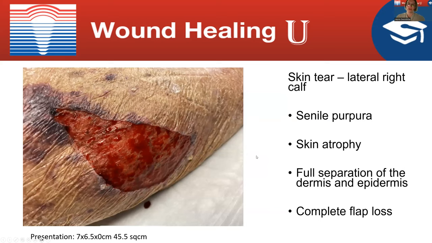This photo was on our earlier slide demonstrating what the skin of patients that suffer from skin tears tends to look like, because we can see a lot of those skin characteristics in this patient: the senile purpura, the skin atrophy, that wrinkling, dry skin. They have a full separation of the dermis and the epidermis, and again, complete flap loss here. You can go to the next slide.